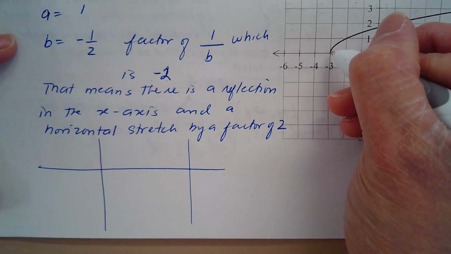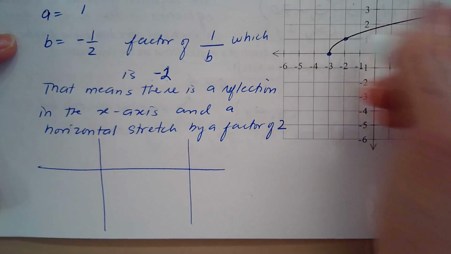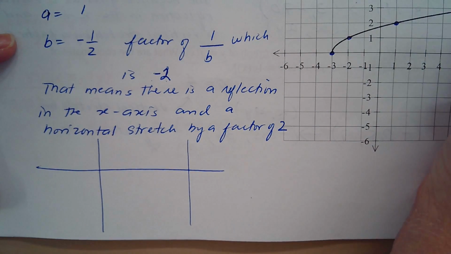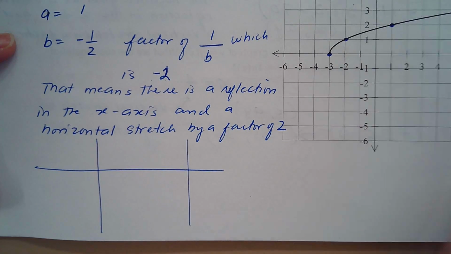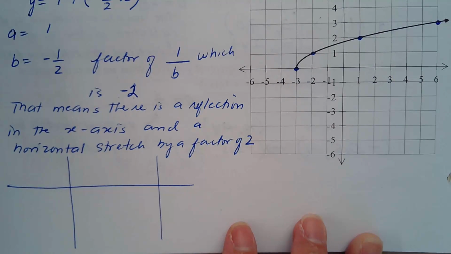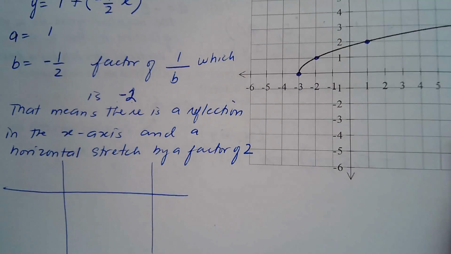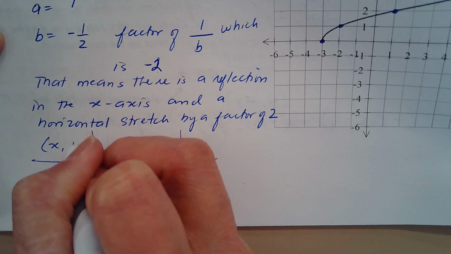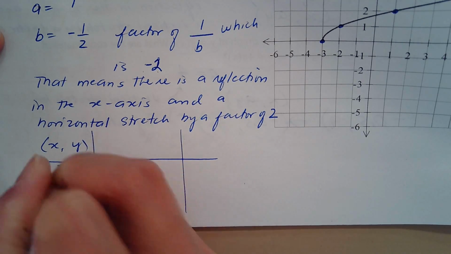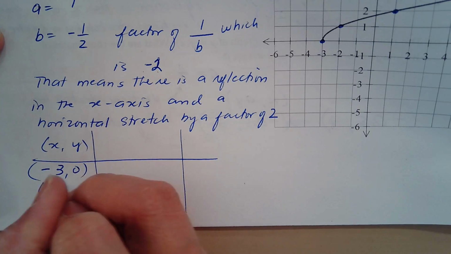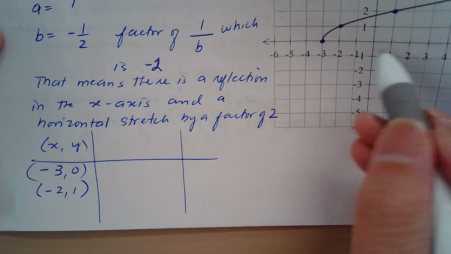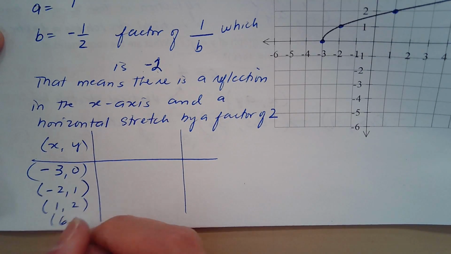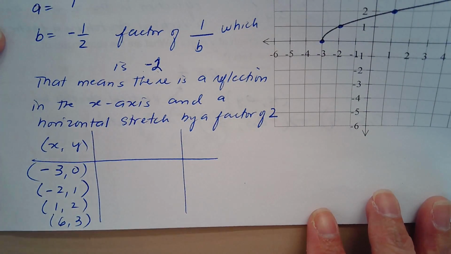Okay, let's pick those nice points in our mapping. Did you see 4 nice points? So 4 nice points would be -3, 0; -2, 1; 1, 2; and then 6, 3. Okay.